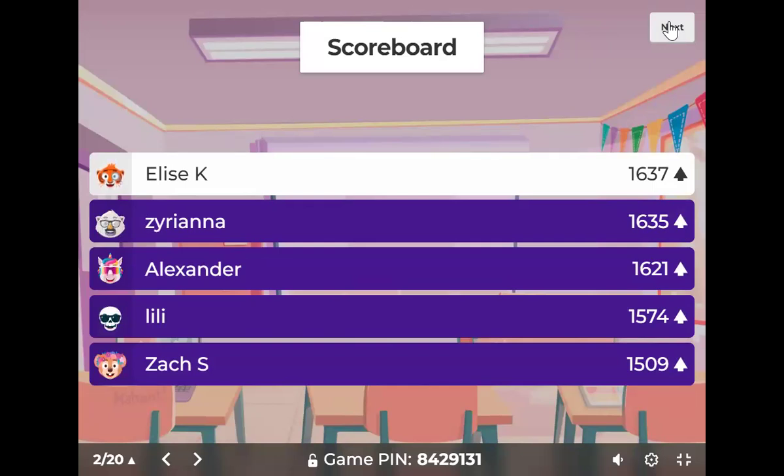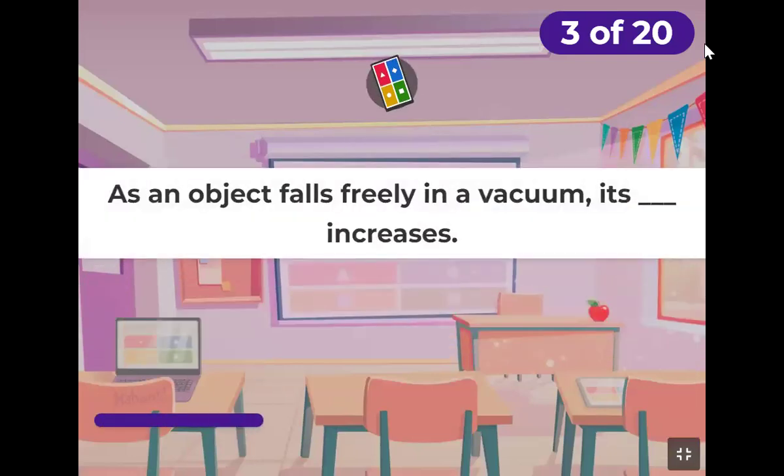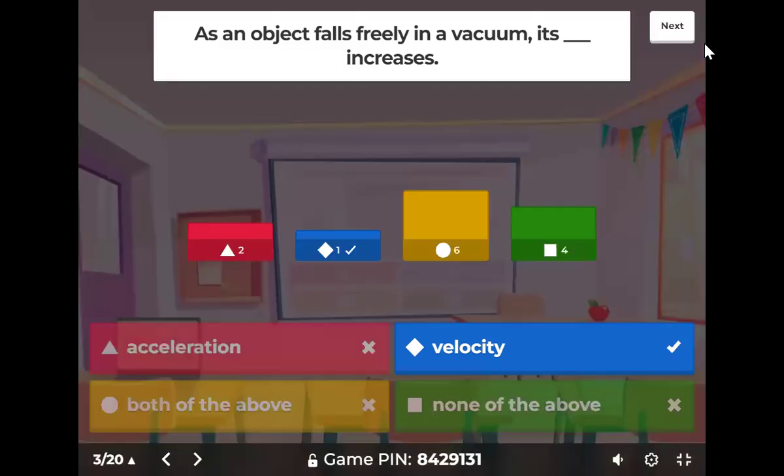All right, we got Zach, Lily, Alexander, Ziriana, Elise. An object falls freely in a vacuum. It's what increases? One winner. Velocity increases. Let's check this out.